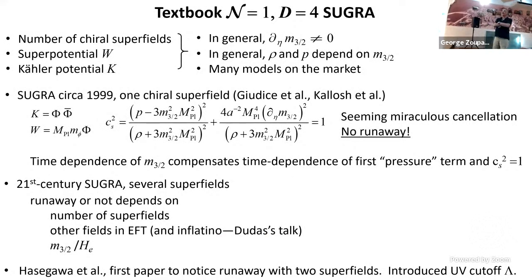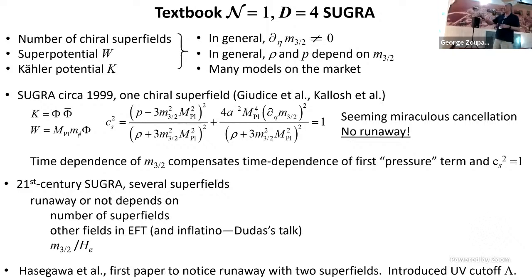So if you just start with textbook N equal 1, D equal to 4 supergravity, and then build a model, you want to specify the number of chiral superfields, specify the superpotential and the Kähler potential. In general, the time derivative of the gravitino mass is not equal to zero. And in general, the energy density and pressure depend upon the mass of the gravitino, and there are many models with many possibilities on the market. The first model that was looked at by Giudice et al. and Kallosh et al. was supergravity around 1999, where there were simple assumptions for the Kähler potential and the superpotential.